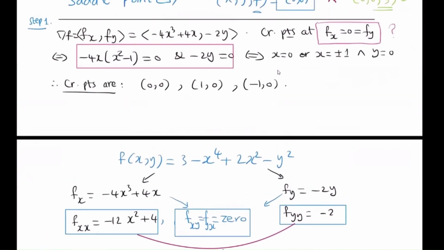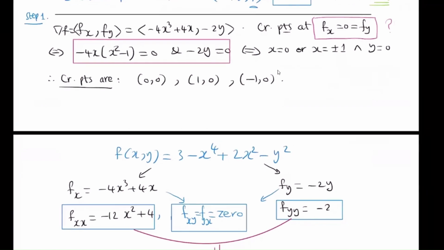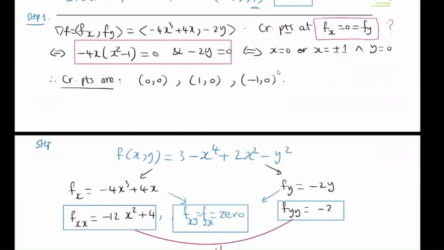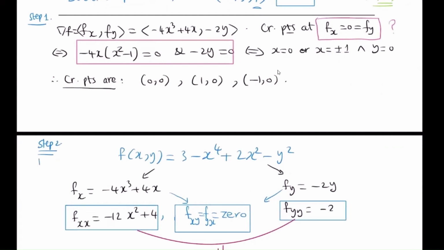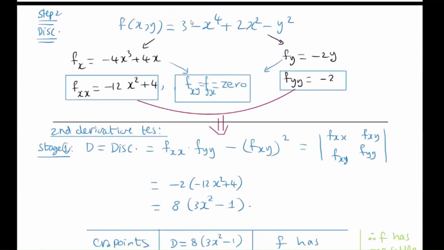Step 2, the discriminant, to distinguish which of these points are saddle and which are not saddle. So we go for step 2, the discriminant. To find the discriminant, remind me about the discriminant. D equals fxx times fyy minus fxy squared. That is the formula for D.